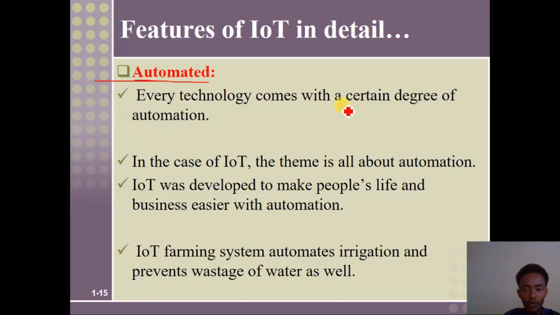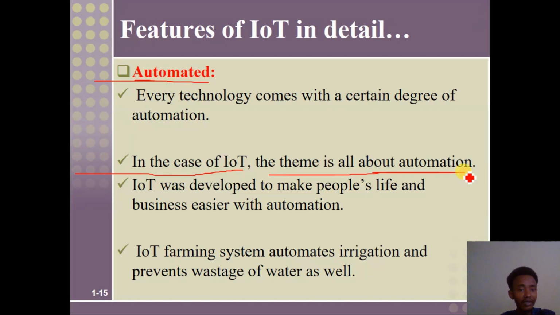Every technology comes with a certain degree of automation in this Internet of Things. So in the IoT case study, the theme is all about automation. IoT was developed to make people's lives and businesses easier with automation. It automates the data collected from the environment. After the data is collected from the environment, the data is analyzed. After the data is analyzed, finally the decision may be taken. This is the process of automation.